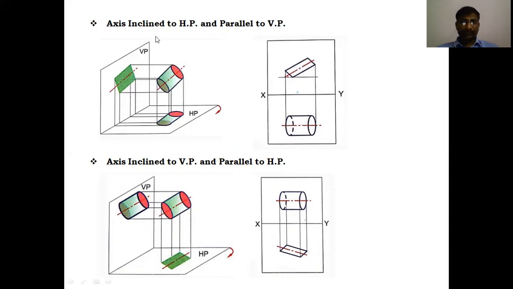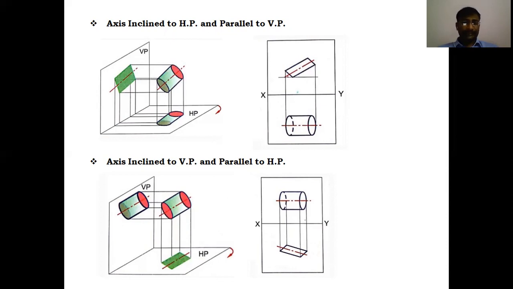Okay, this should be drawn in two stages. We cannot draw this solid in this position in a single stage. Whenever the solid's axis is inclined to one of the planes, in the initial position the axis of that solid is placed perpendicular to that plane.